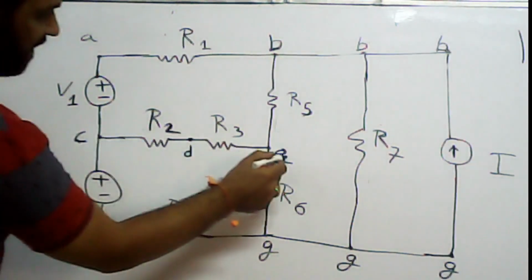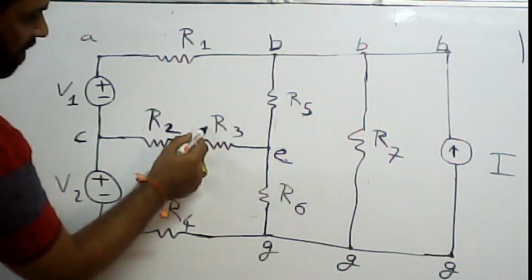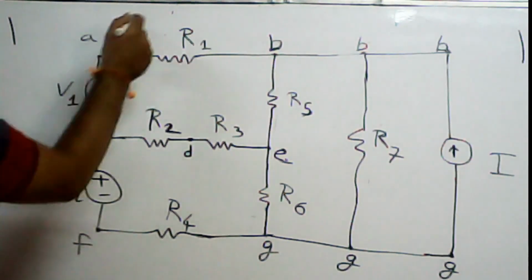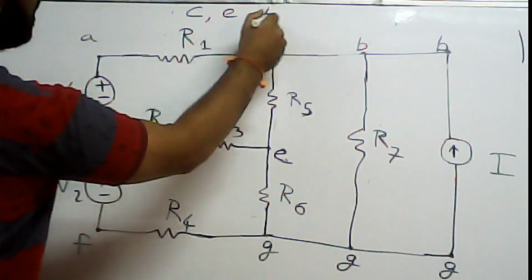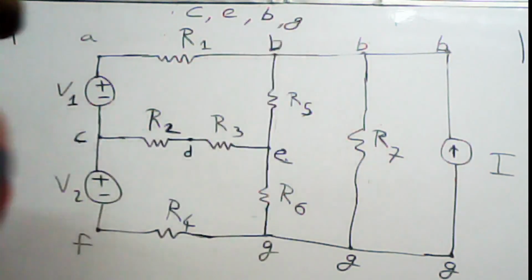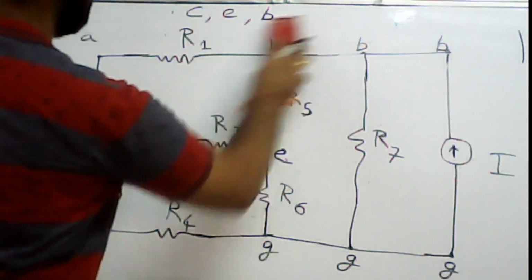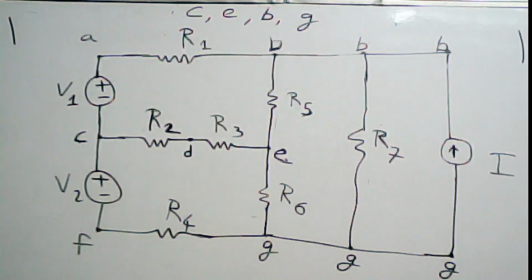E is also an essential node, because it is joining R5, R3, and R6. So we have four essential nodes, which are C, E, B, and G. These are the four essential nodes in our circuit or network. Okay, so this was all about nodes.